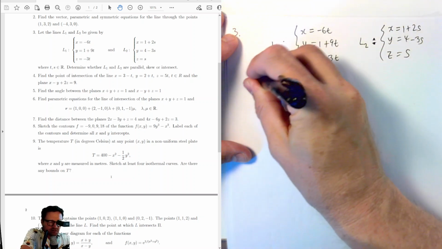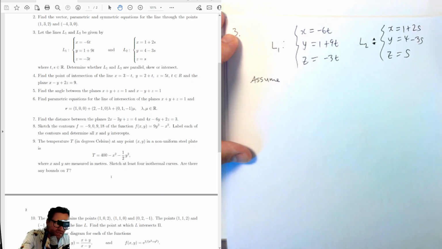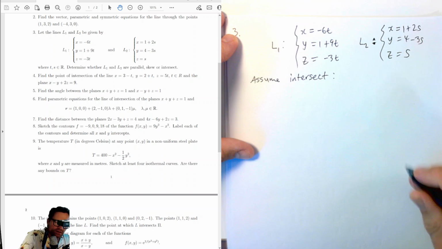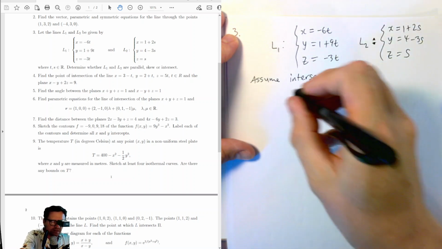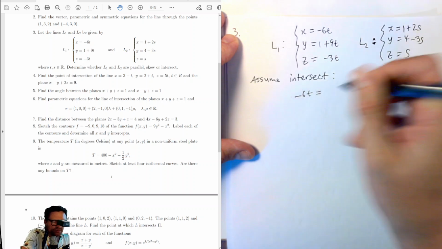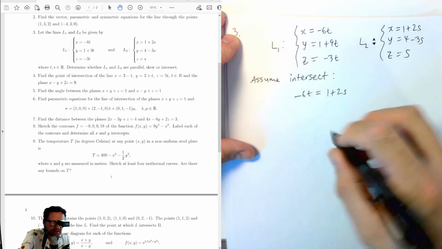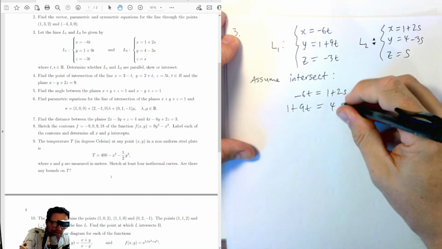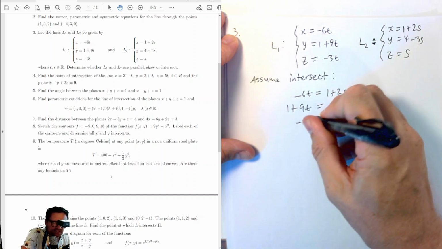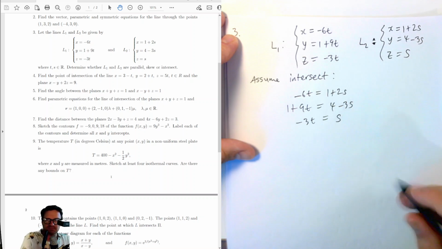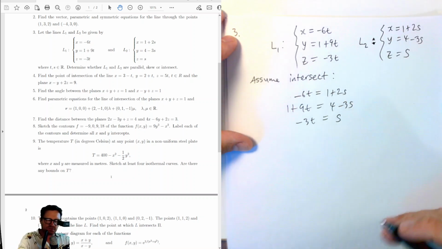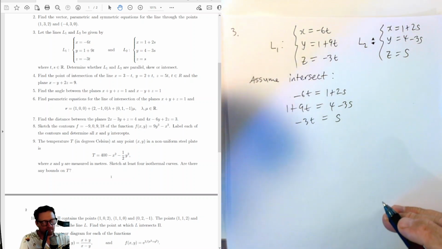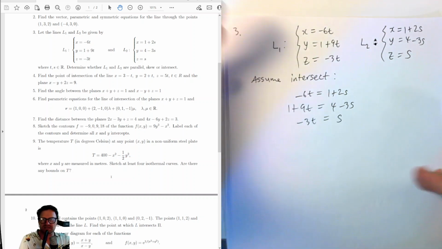So let's assume that they intersect and see what happens. Okay, so if they intersect, then the x-coordinates would be equal. So then minus 6t would be equal to 1 plus 2s, and 1 plus 9t would be equal to 4 minus 3s, and minus 3t would be equal to s. Okay, so we've got 3 equations and 2 unknowns, and so we want to solve for s and t using these 3 equations simultaneously, and to see whether that's consistent or meaningful.